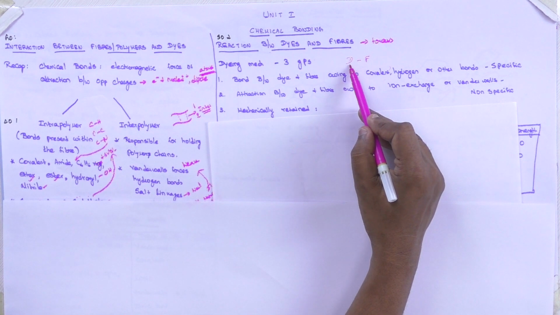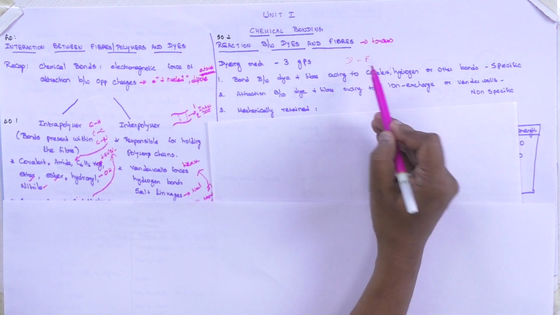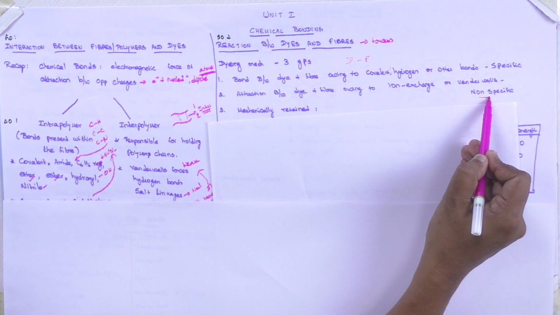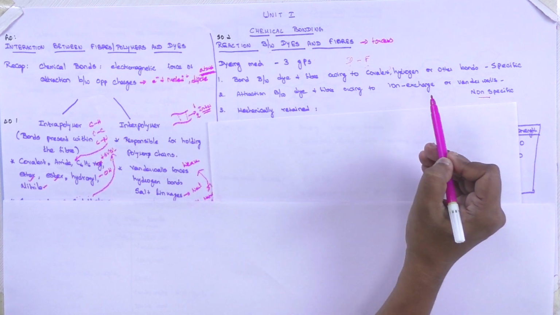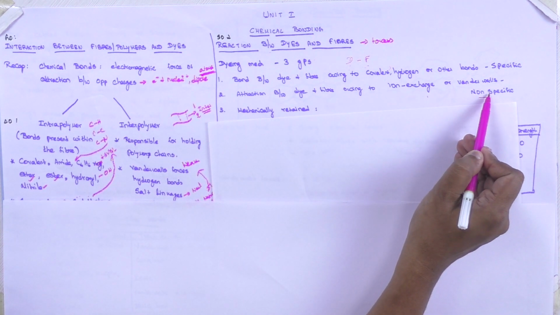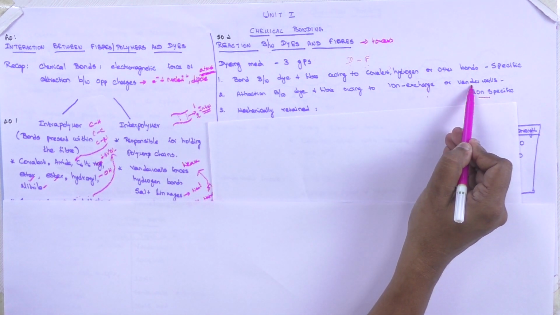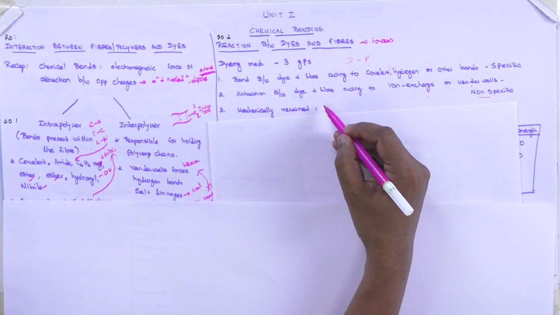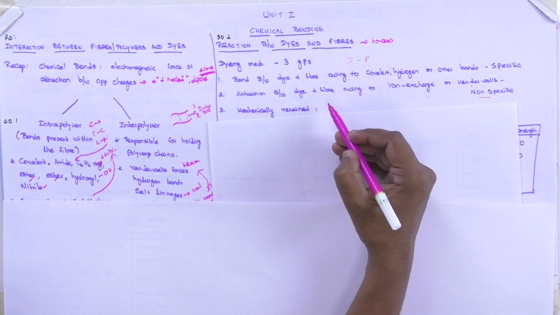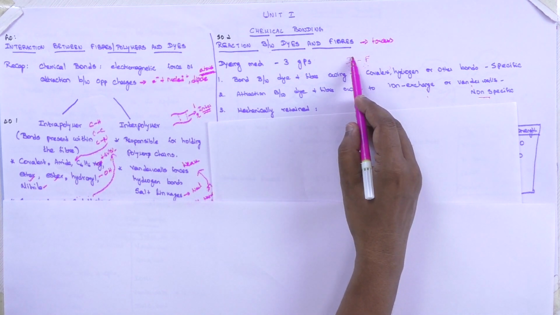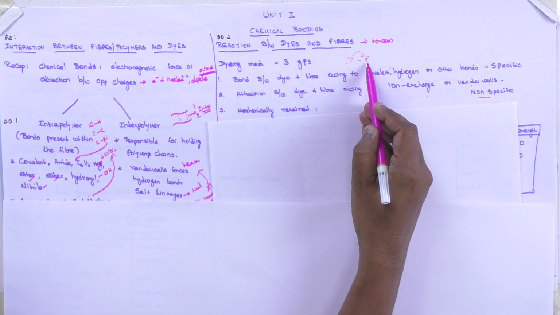Secondly, a dye and fiber can interact by means of a non-specific bonding. Attraction owing to ion exchange. Non-specific bonding may be due to ion exchange or due to Vander Waals forces. Third, the dye on the fiber can be mechanically retained.